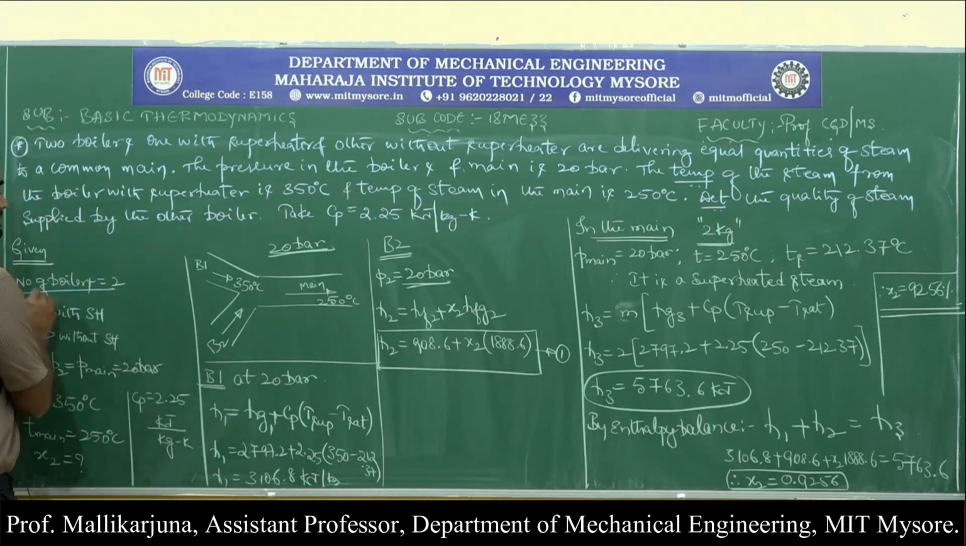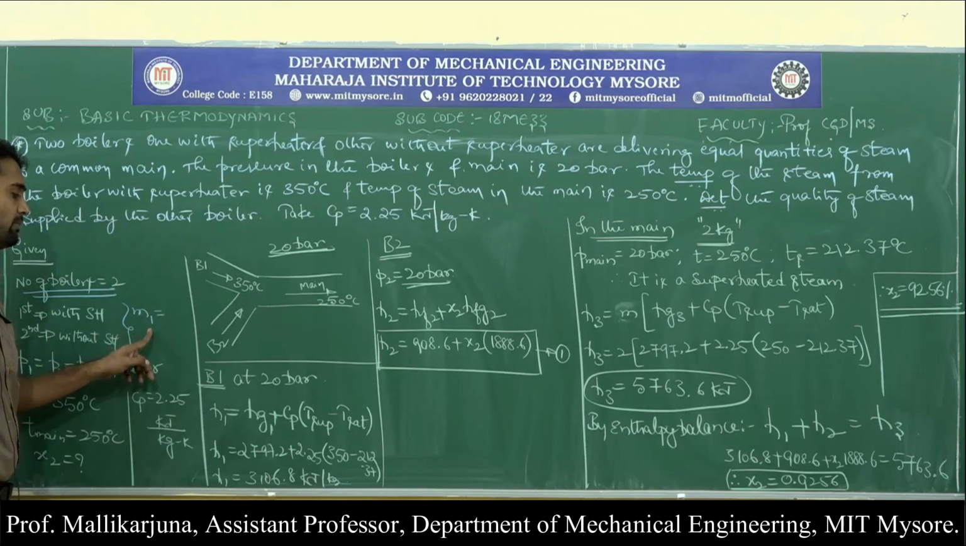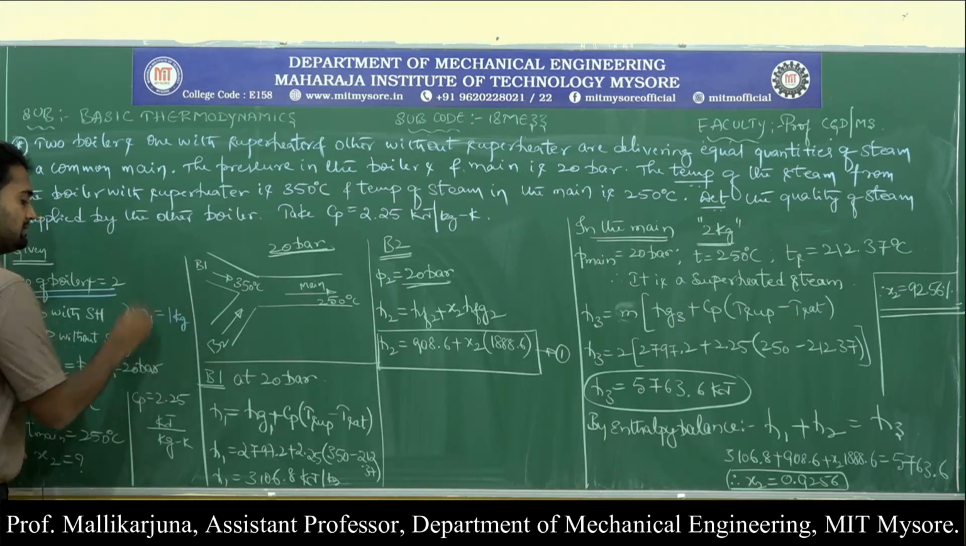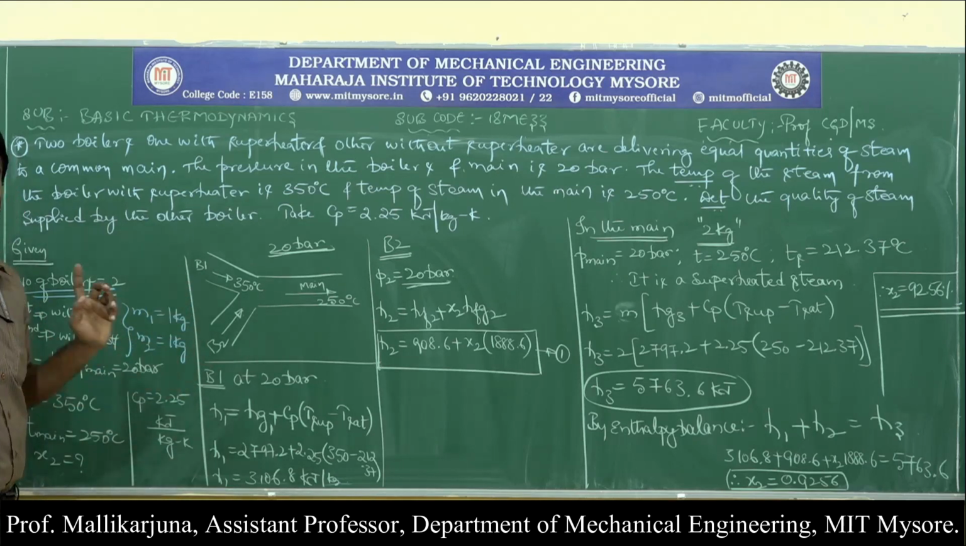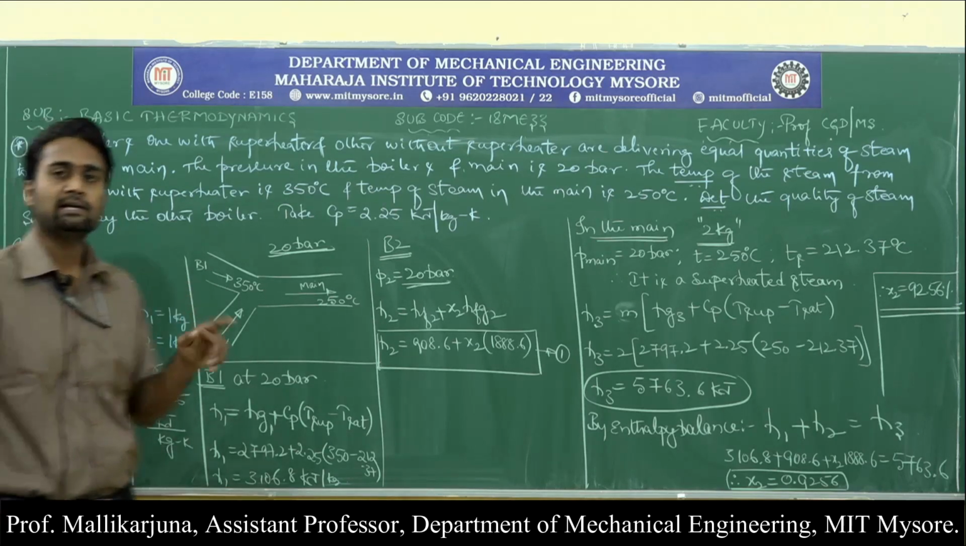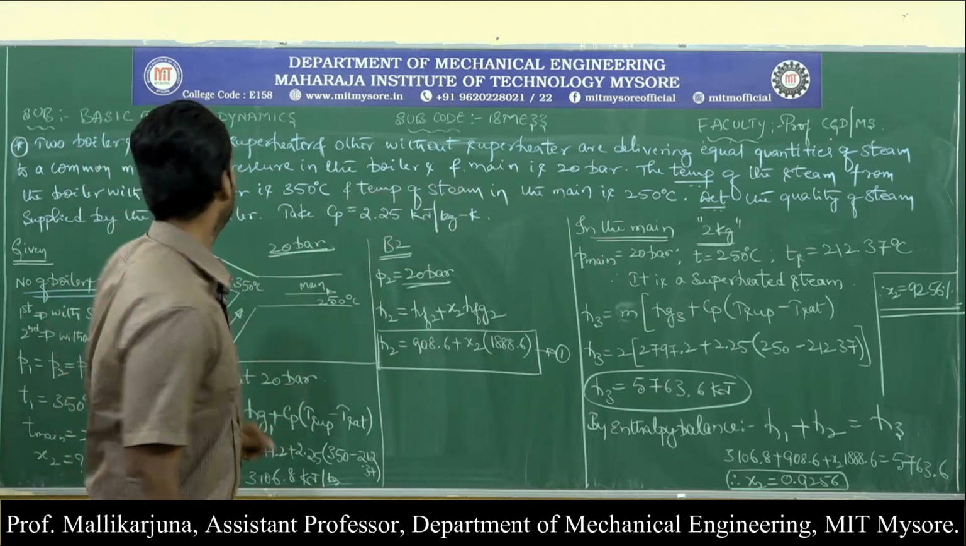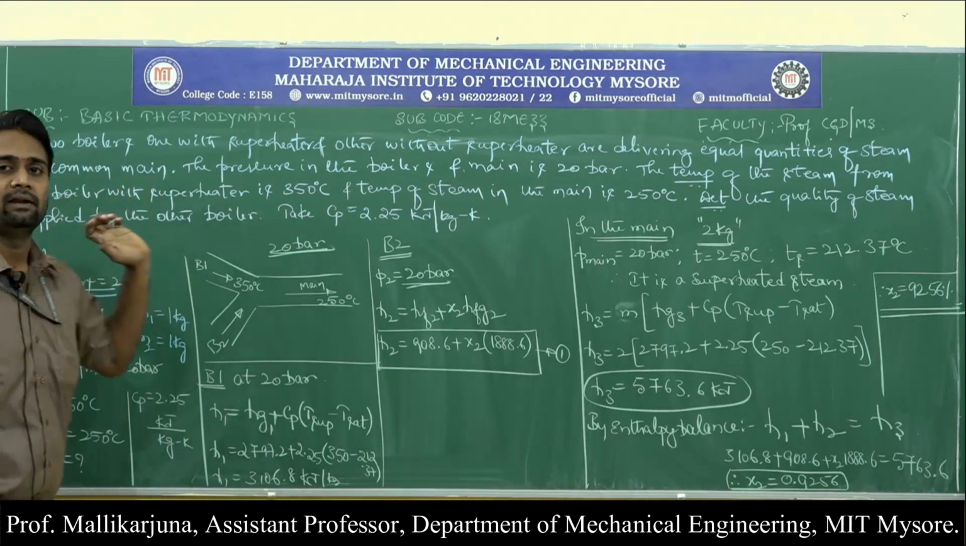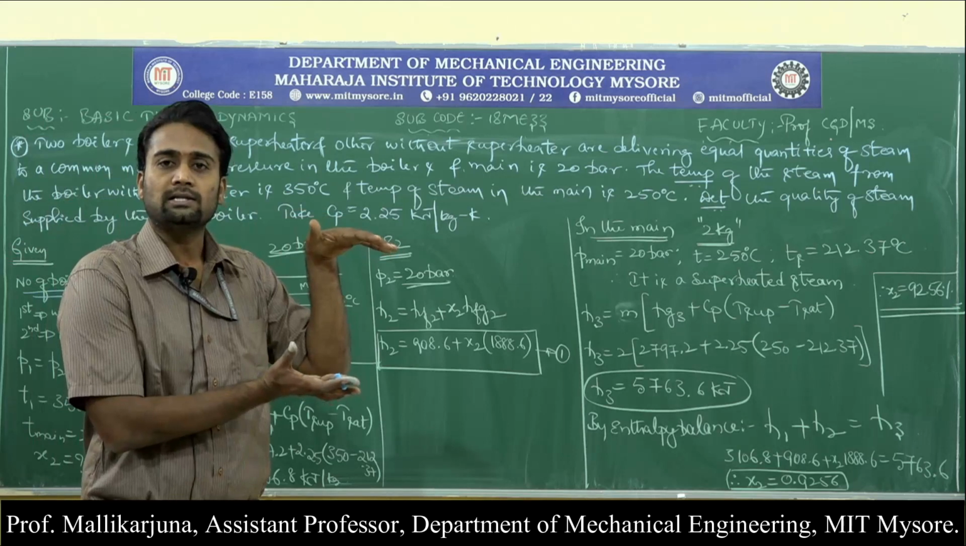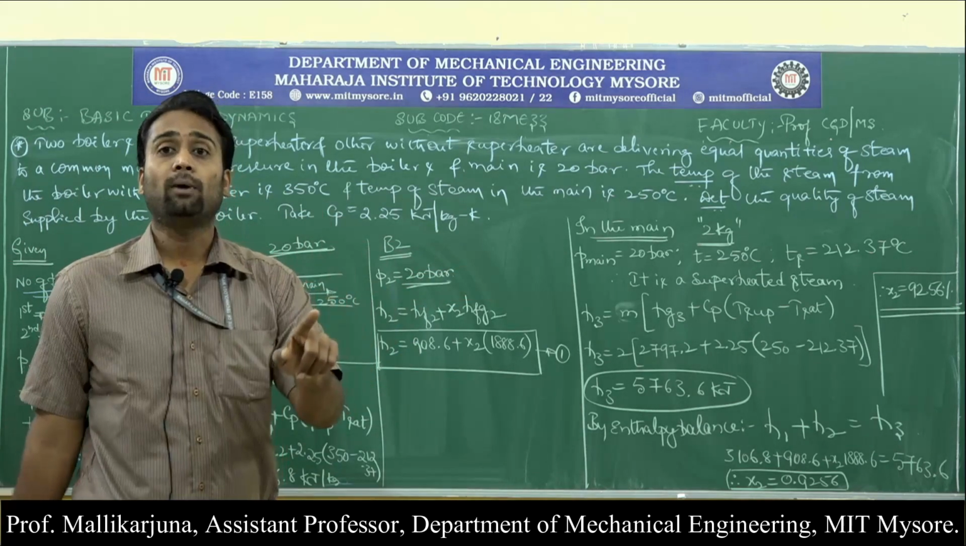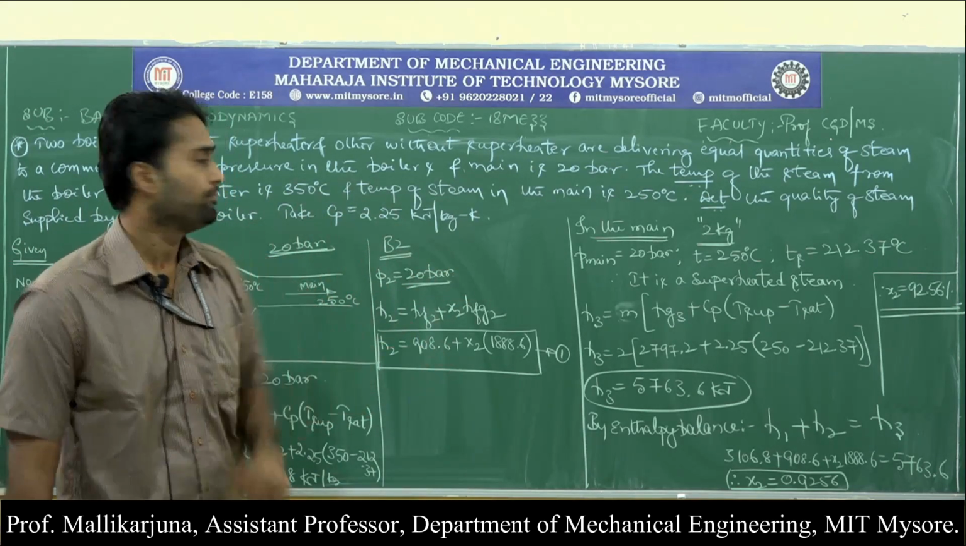So number of boilers is equal to 2. First with superheater, second without superheater, and they are delivering equal quantities of steam. Let me say mass of the steam supplied by the first boiler is 1 kg. In the sense, mass of the steam supplied by the second boiler is also 1 kg. For simplicity, I have taken it as 1 kg. Equal quantities of steam to a common main. In the sense, these 2 boilers are attached to the common main, to the common stream.